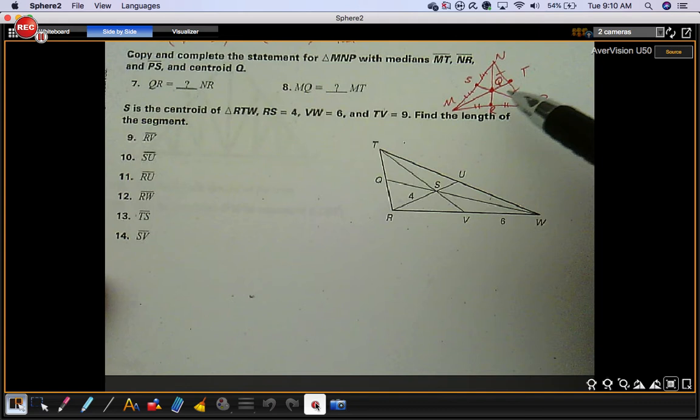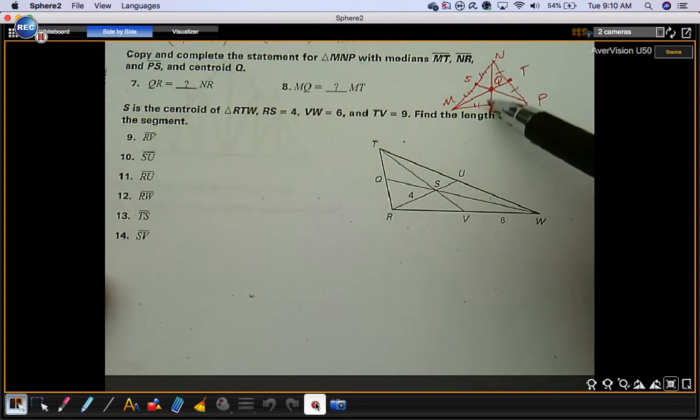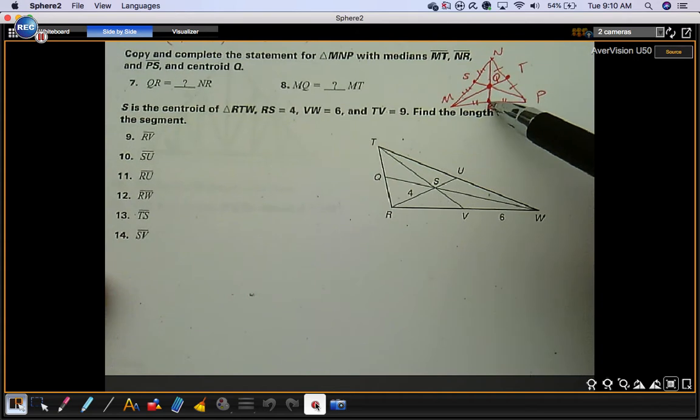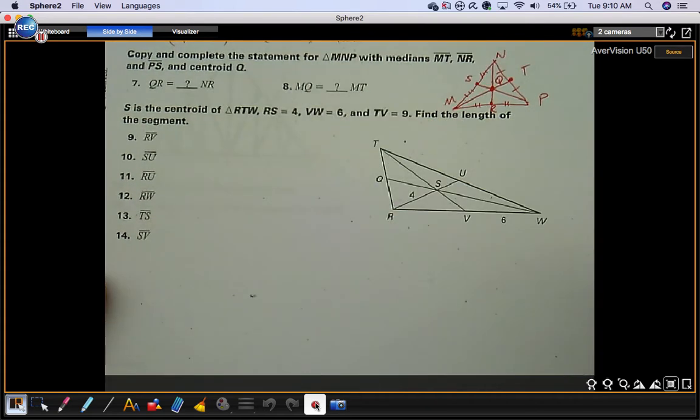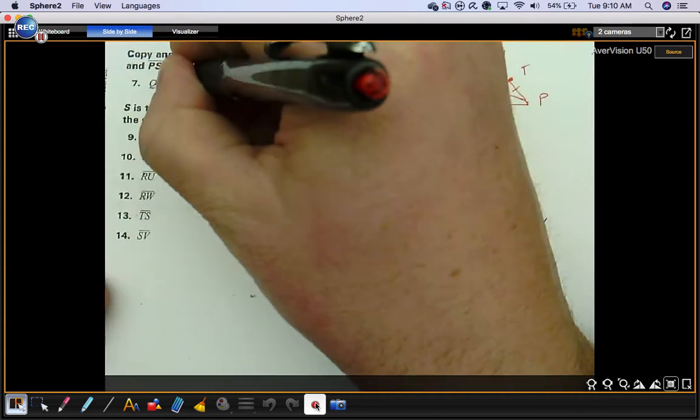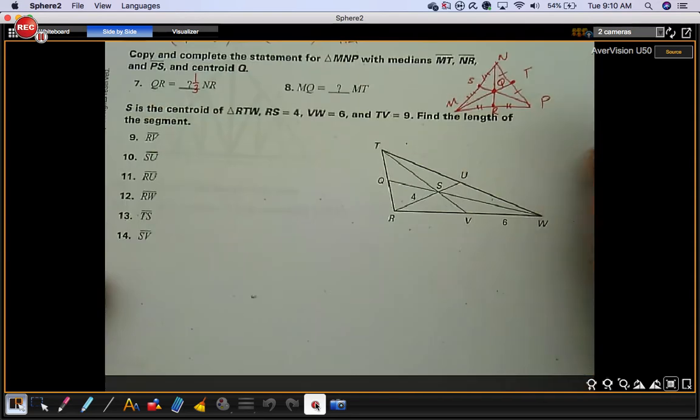Now, Q to R, that's this little piece. That's going to be equal to something times the entire length. What could you multiply this entire length by to get this little piece? Remember, if this was 15, this would be 5. What could you multiply 15 by to get 5? You're taking a third of it.